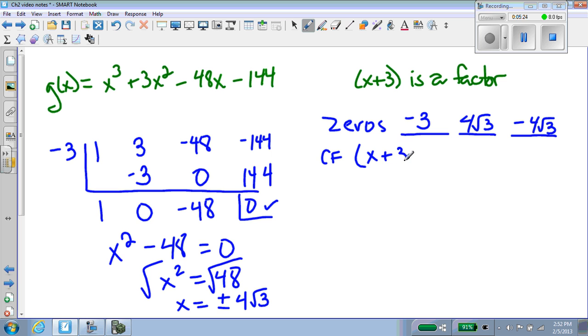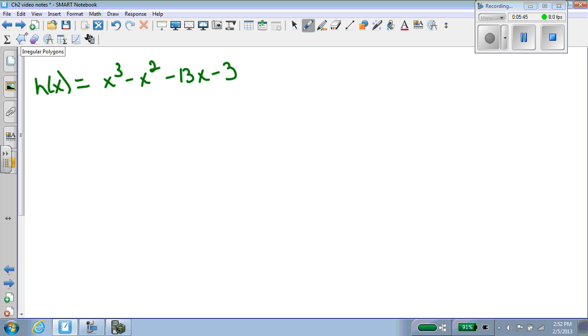X plus 3 is a factor then. X minus 4 root 3 and x plus 4 root 3. That's my complete factorization. If I multiplied that out, I would get x to the third plus 3x squared minus 48x minus 144. One more in this video. Here I have a third degree. So I'm expecting 3 zeros, and my complete factorization should have 3 factors in it.